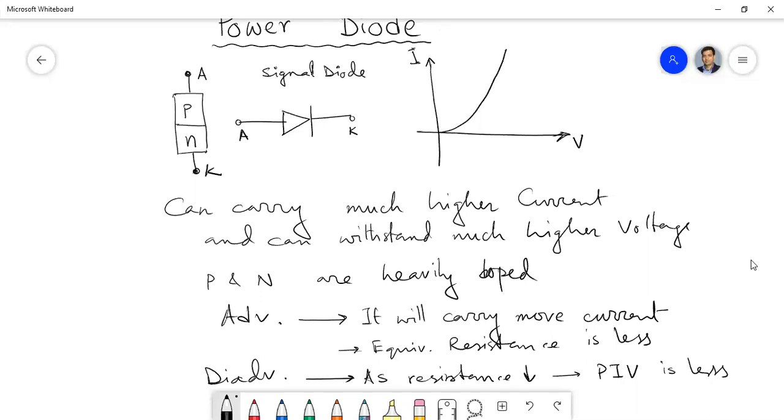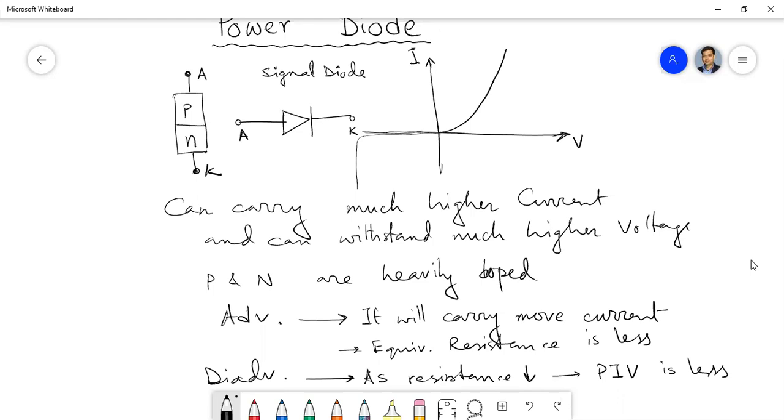But this peak inverse voltage, can anybody point out what the peak inverse voltage is? I think it is the maximum reverse bias voltage that a diode has to face. So that means in a diode there is some reverse breakdown voltage, isn't it? It can withstand some reverse voltage.